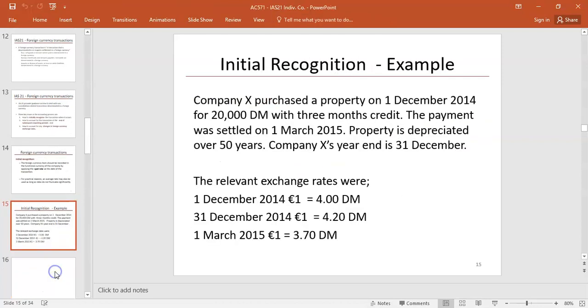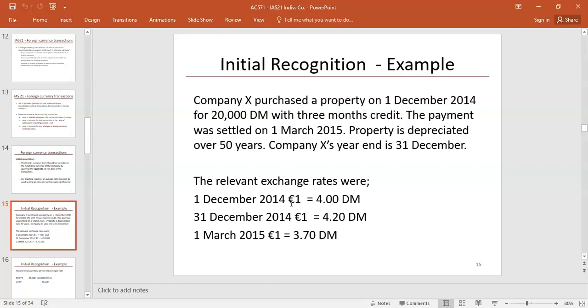To show you a small example of that, you see here, Company X purchased a property on the 1st of December for 20,000 Deutschmark, so the old German currency, on 3 months credit. So they're not going to pay until the start of March. The property is depreciated over 50 years. Company X's year end is the 31st of December.